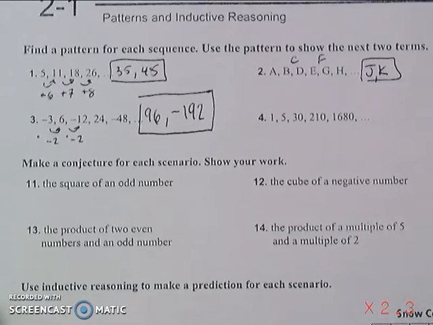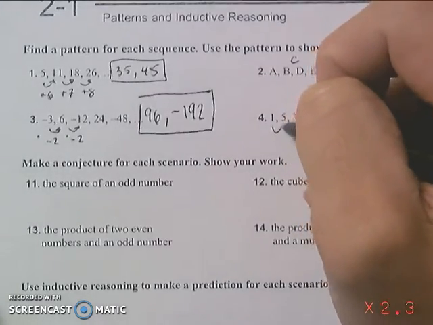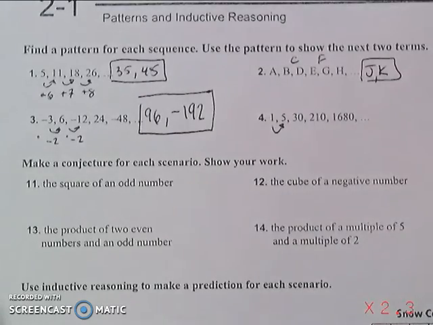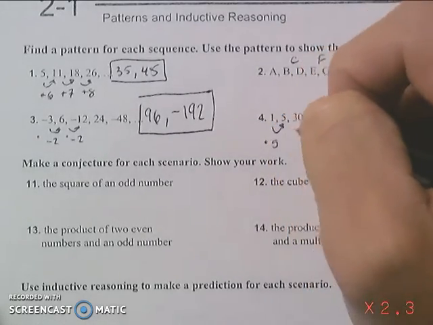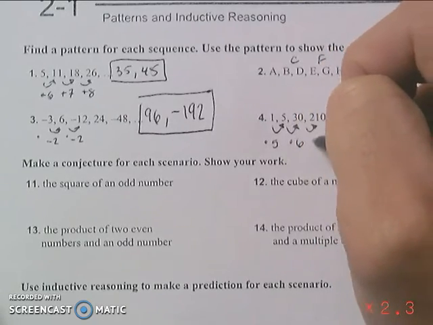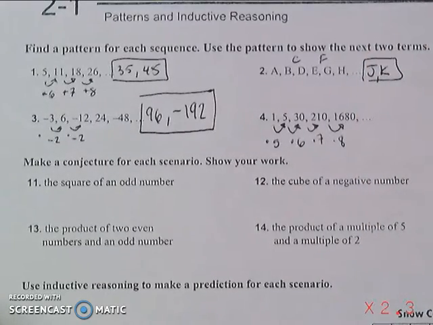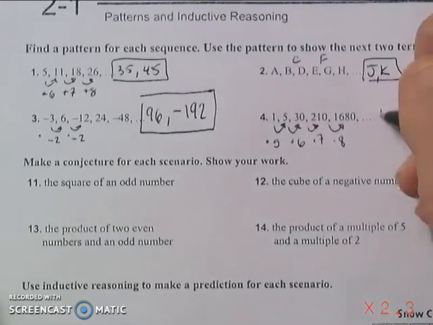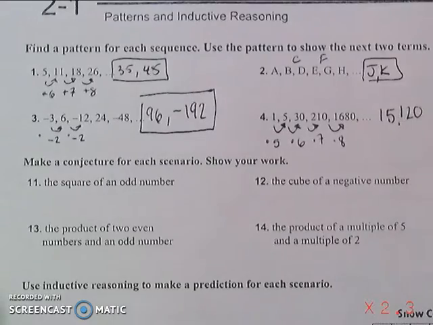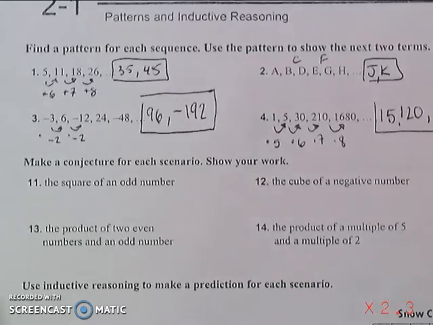Alright, so right here, it looks like from 1 to 5, then 5 to 30, it can't be adding, but it looks like maybe multiplying. So multiplying by 5, from 5 to 30 is going to multiply by 6. This looks like it's going to multiply by 7, by 8. So we're multiplying by increasing numbers, so we're going to get 1680 times 9, which is quite a large number, 15,120, and then we're going to multiply that by 10, which is going to be 151,200. So those would be our two numbers right there.